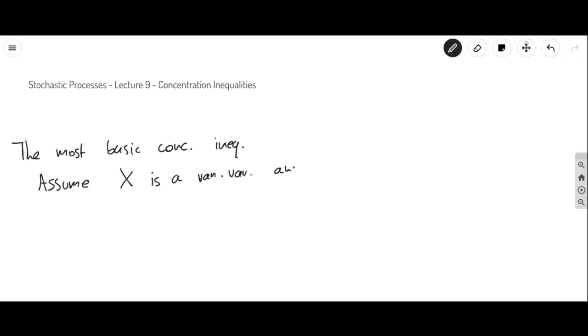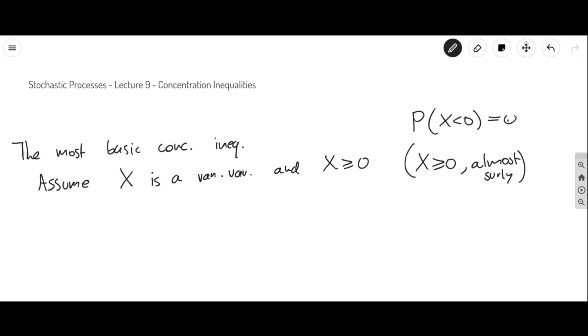Let's recall this is the most basic concentration inequality. We're going to assume that x is a random variable and that x is non-negative. More generally, you can assume that x is non-negative, and then you would say almost surely. That just means that the event where x is negative happens with probability 0. So that's how you can be a little bit more general than that.